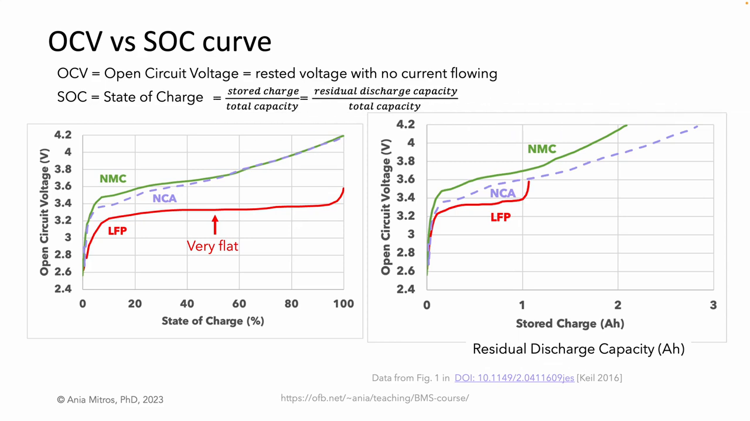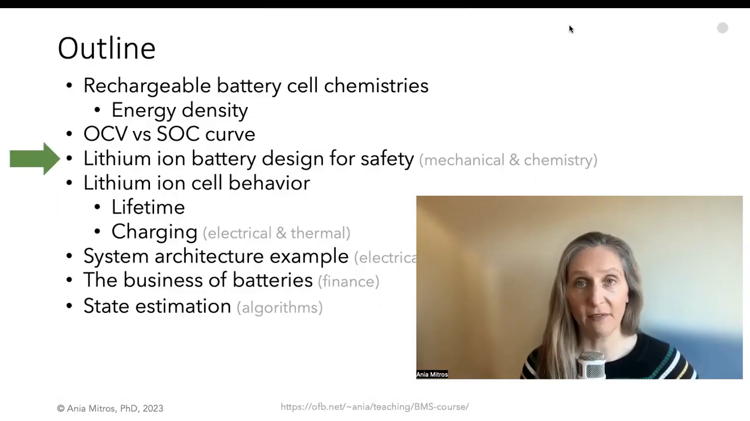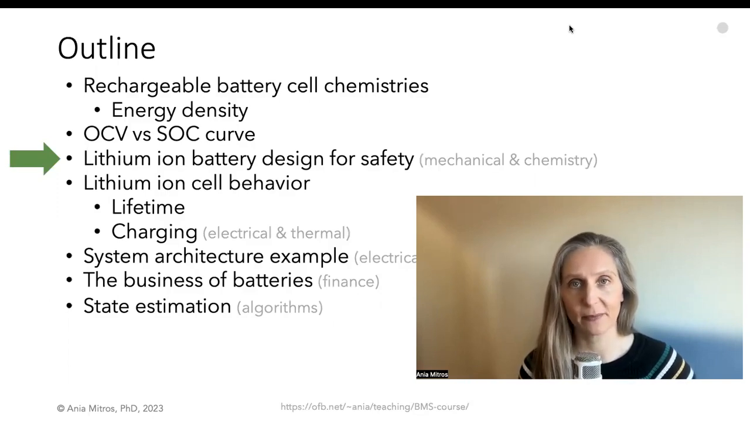The state of charge is defined as the presently stored charge divided by the total cell capacity. If you know the cell's total capacity, you can readily translate between these two presentations of the same underlying data. Now, we'll dive into a slightly longer section on design for battery safety, including a couple case studies.